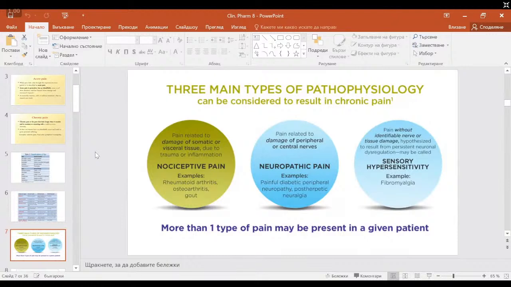Here is another figure showing you the different classifications. So we have nociceptive, as we talked about, one of the main types of pain. Osteoarthritis and gout can be such examples of nociceptive pain. The second main type, we said, is neuropathic pain, as in diabetic neuropathy and peripheral neuropathy. And the third type, we said, combines several other types like sensory hypersensitivity, and here we have fibromyalgia as an example.